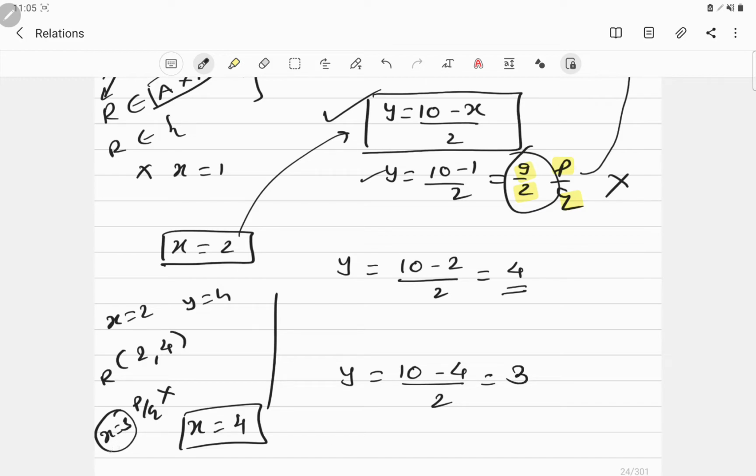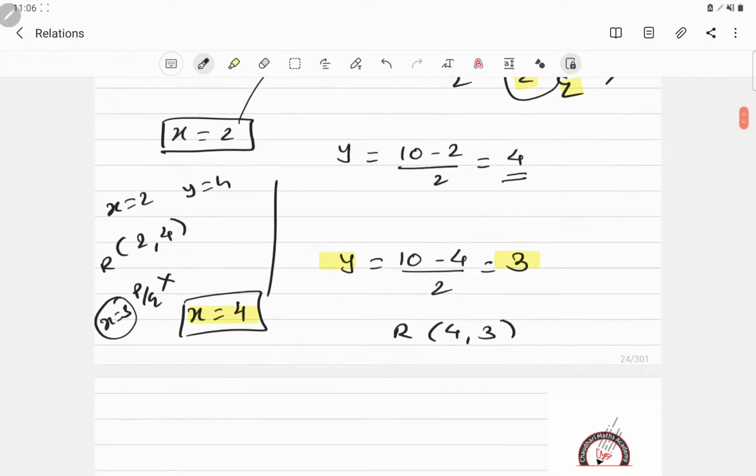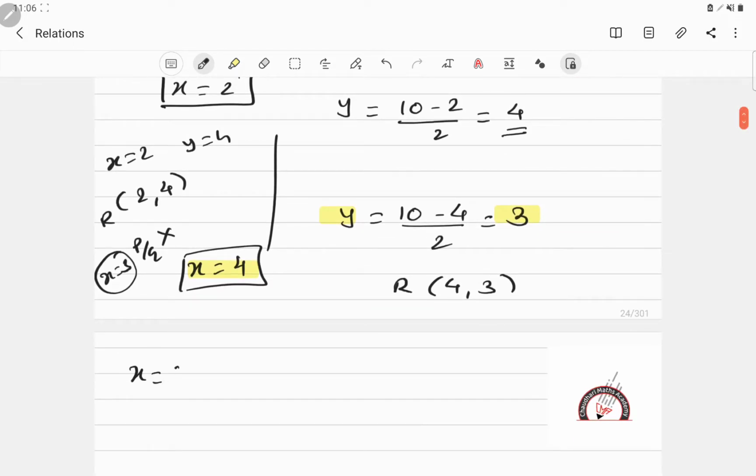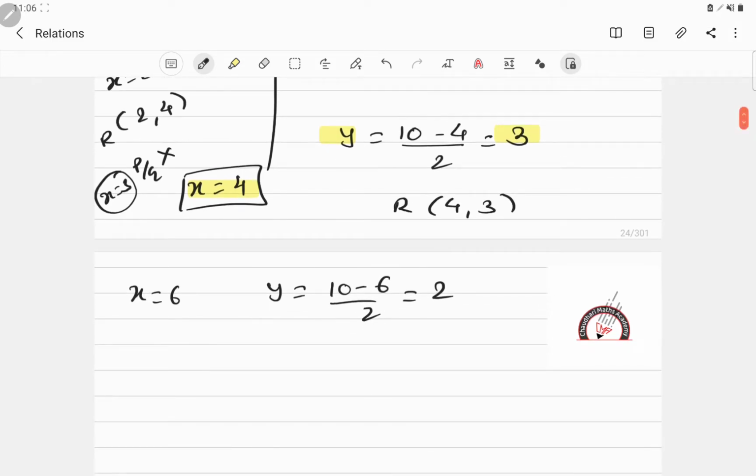So the ordered pair is, when x is 4, then y value is 3. The ordered pair under the relation is 4, 3, right? Okay, then the last one is x equal to 6. So y is (10 minus 6) divided by 2, which leads to 2. So the ordered pair under the relation is 6 comma 2. When x is 6, y is 2.